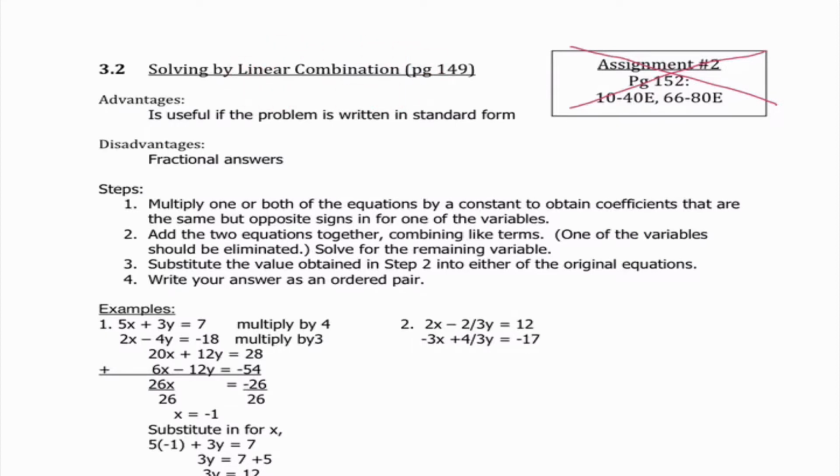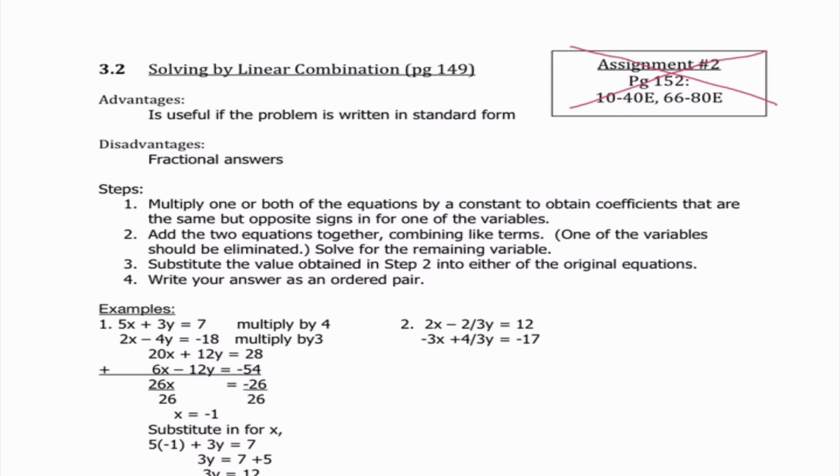Linear combination is my personal favorite of the three ways that we've gone through so far. The nice thing about linear combination, it's useful if the problem is written in standard form. As always, fractions can just be a pain, so that is going to be the biggest disadvantage when we have fractional answers. So the key thing for us is we want to get either the x's or the y's to cancel out.